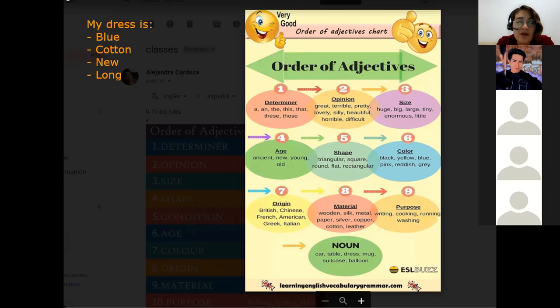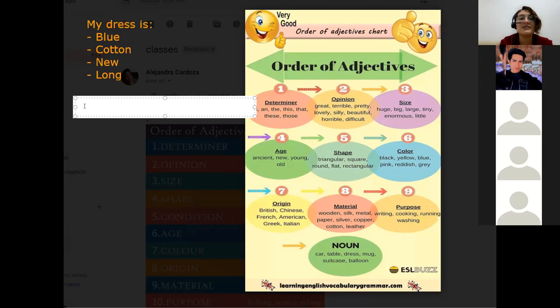Ok. Veamos si tenemos una opinión. Do we have an opinion on it? Do we say it's great, it's bad, it's ugly, it's pretty? No, ¿verdad? No lo tenemos por aquí. Veamos size. Huge, big, large, tiny, enormous, little, or long. Así que sí, están en lo correcto. Lo primero que vamos a decir es que it's long. Es el tercer nivel, right? My dress is long, coma.